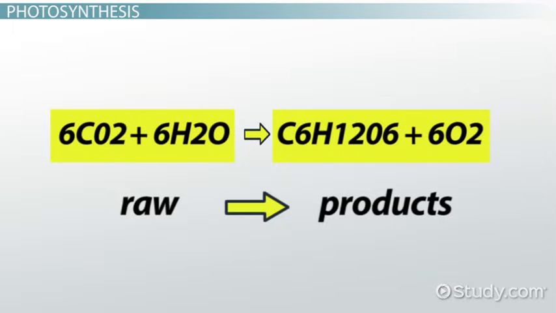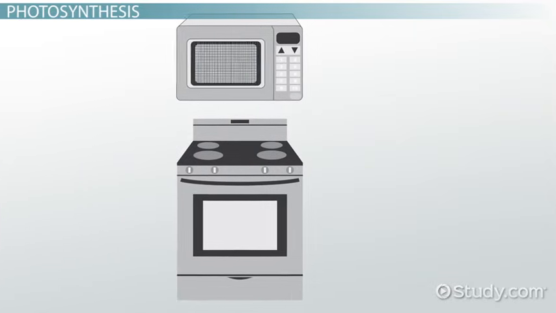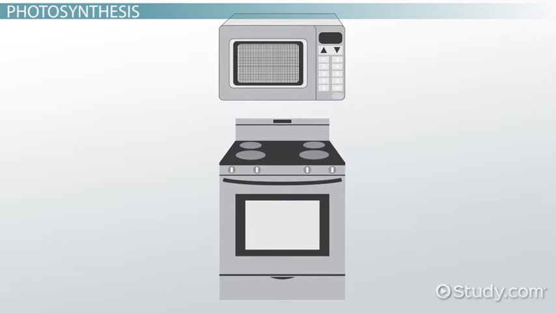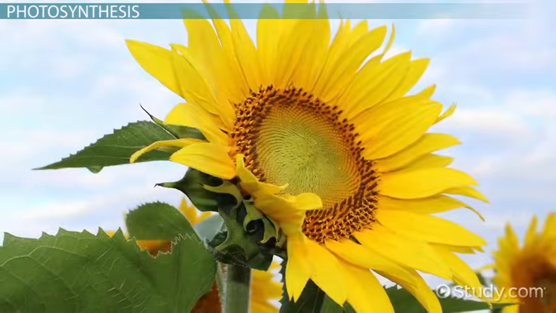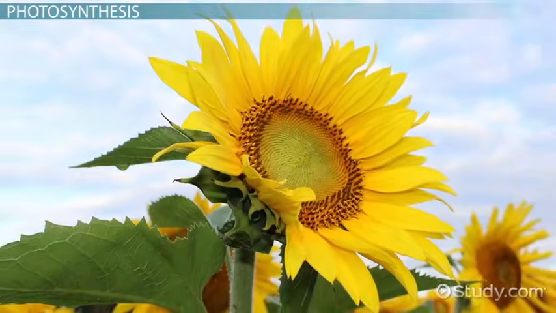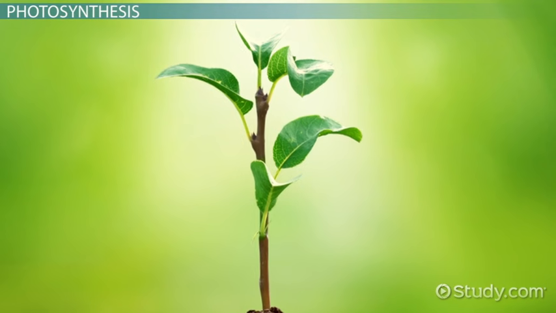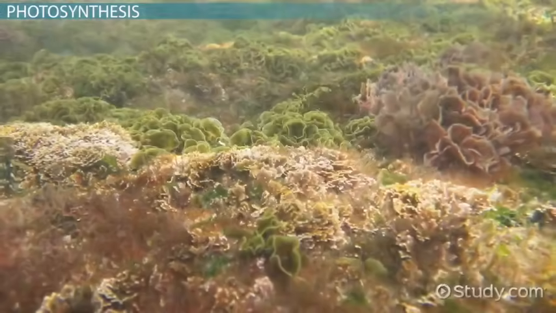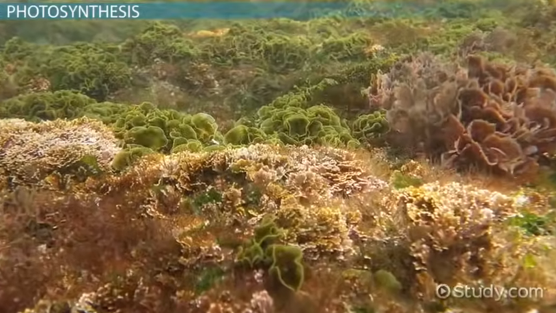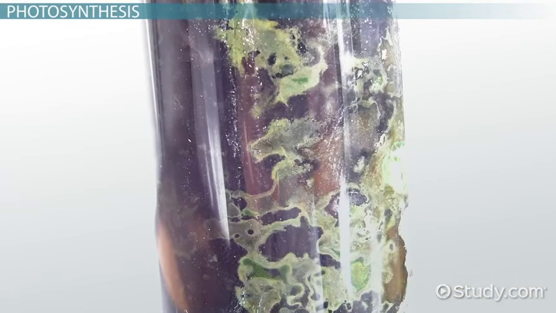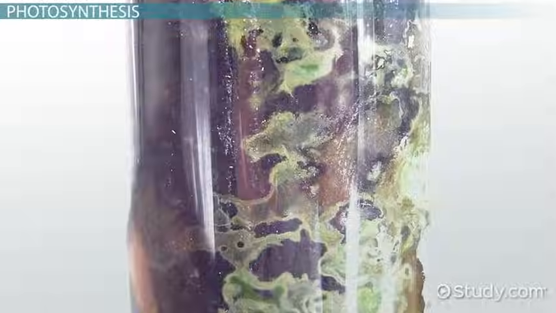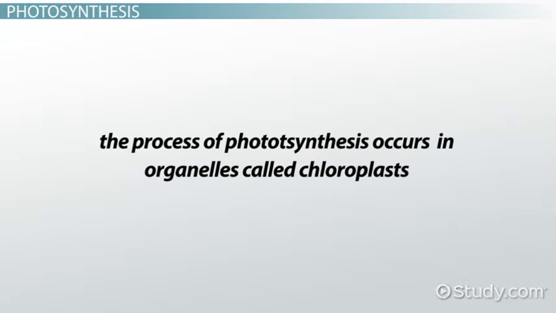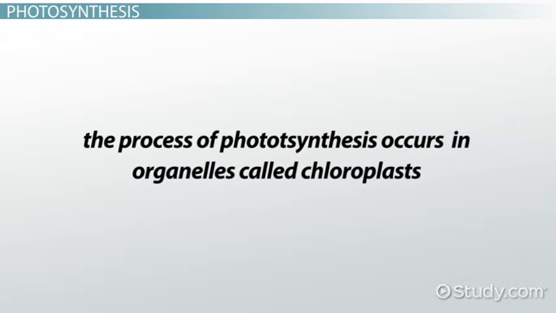Like you would need to use heat to bake raw ingredients into a final product, this process happens thanks to energy that's captured by sunlight. Many living things use this process to make food, including plants, which provide us with food and oxygen, algae, which serve as a food source for many organisms in the food chain, and some bacteria, such as the green sulfur bacteria. Furthermore, at least in plants and algae, the process of photosynthesis occurs in organelles called chloroplasts.